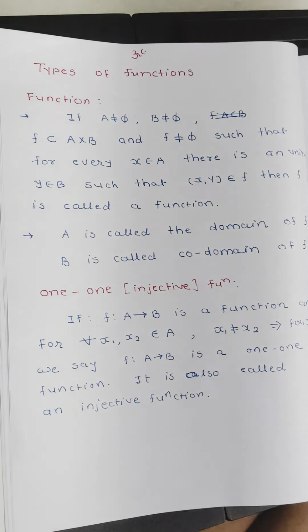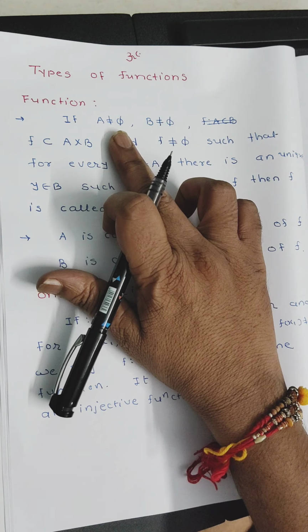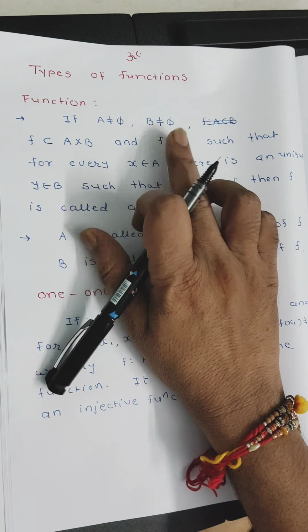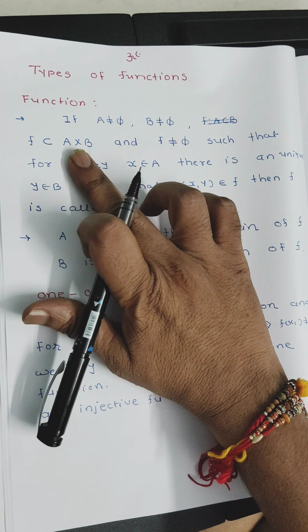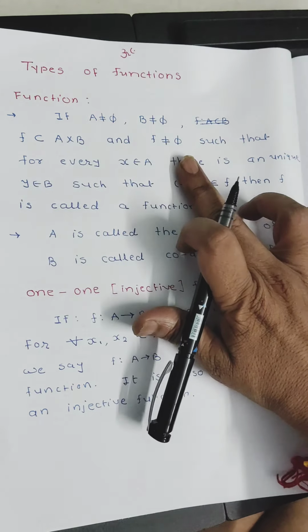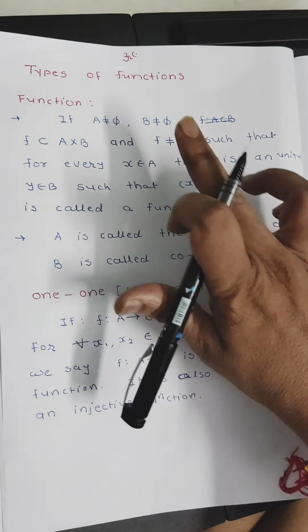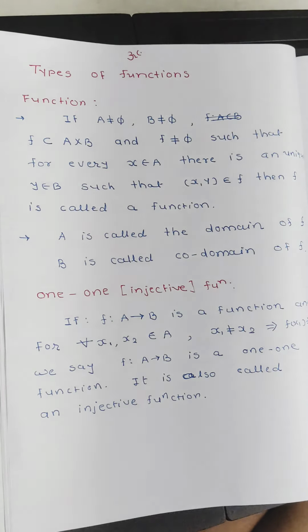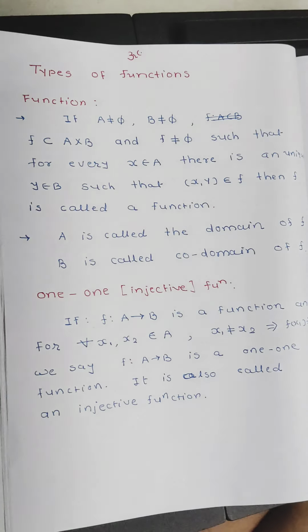Today we are going to understand function and then types of function. So first of all, if set A is not an empty set and set B is not an empty set, then A cross B, if I take it, then a function is a subset of A cross B, where the function should not be an empty set because A and B are not empty sets. So A cross B is not an empty set. So function is the subset of A cross B, where x belongs to A.